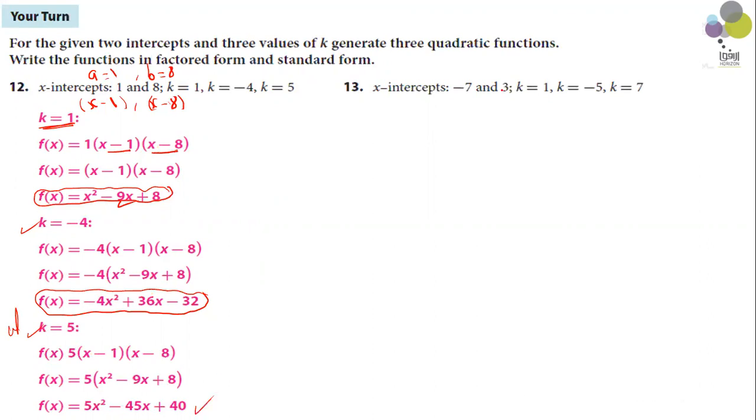The same for number 13. To rebuild this one here, a equals negative 7, so the first factor will be x plus 7. The second factor will be x minus 3, because b equals 3, so x minus b directly here. X minus negative 7, minus negative will be plus 7. And we have three places also: k equals 1, k equals negative 5, k equals 7.